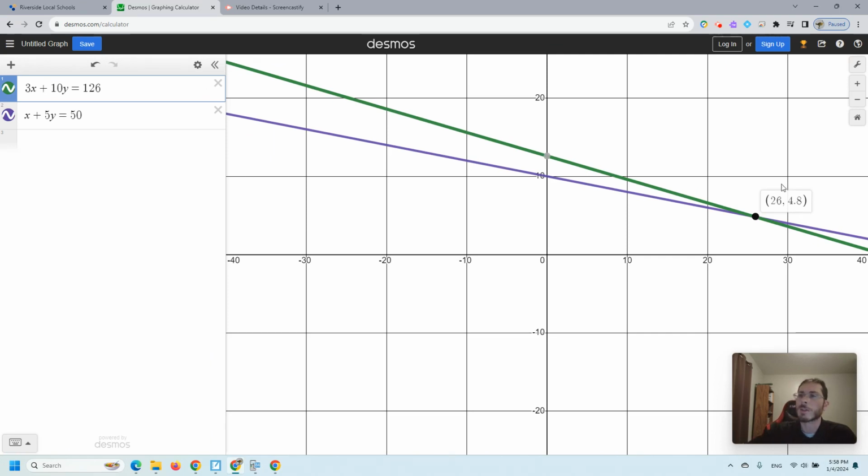So in this case, we made skirts the first one. We made that the X, so that would be 26 for a skirt. Bracelets would be $4.80. That's what the 4.8 means. So we don't want to just say 4.8. We do want to have that meaning in context of $4.80.